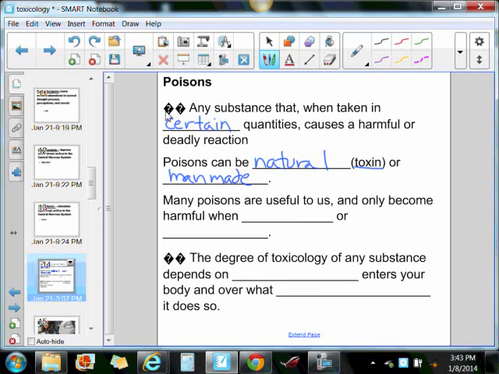Right, and poisons can actually be useful for us in some regards. So, for example, bleach is a very useful cleaning product, but if it's ingested, it's not so great for your body. Okay, so it only becomes harmful when it's ingested or inhaled. And that's really where these become a problem. Now, how toxic that substance is to your body is going to depend on how it enters your body, so what form, and over what time period it does so.